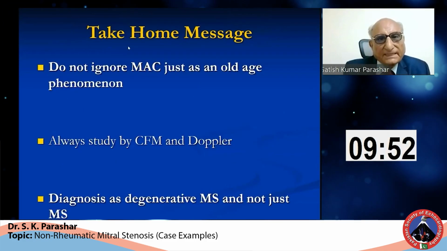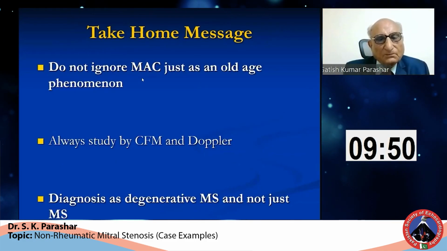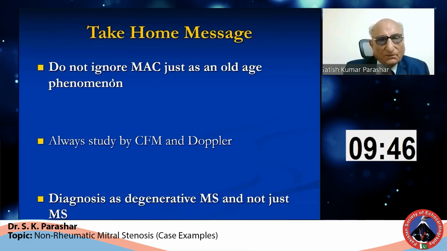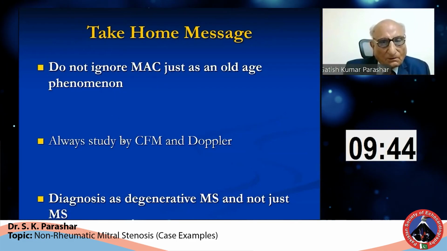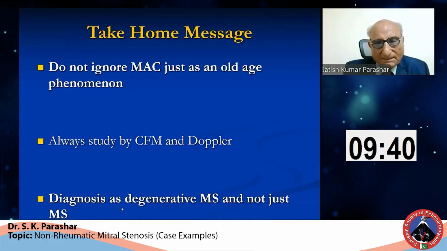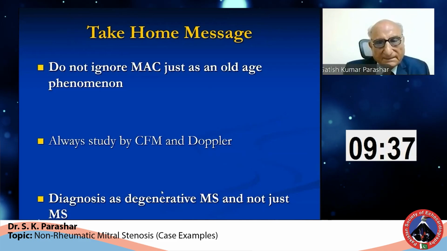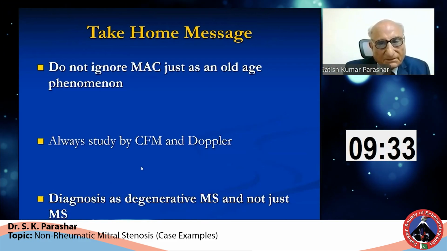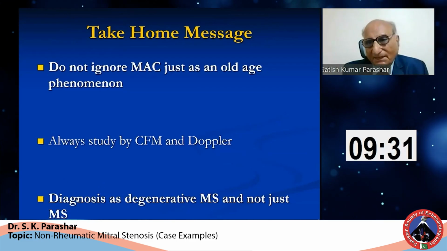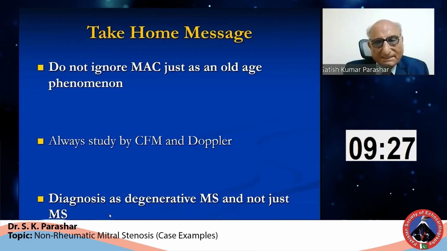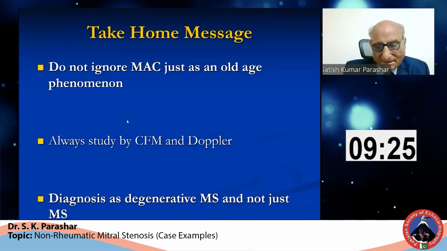Now, the take-home message for this is that do not ignore mitral annular calcification just as an old age phenomenon. Always liberally study by color flow mapping and Doppler and diagnose as degenerative MS, but don't write mitral stenosis. Because if you write mitral stenosis in a 65-year-old person, then it becomes a problem. So you write degenerative mitral stenosis in these cases.